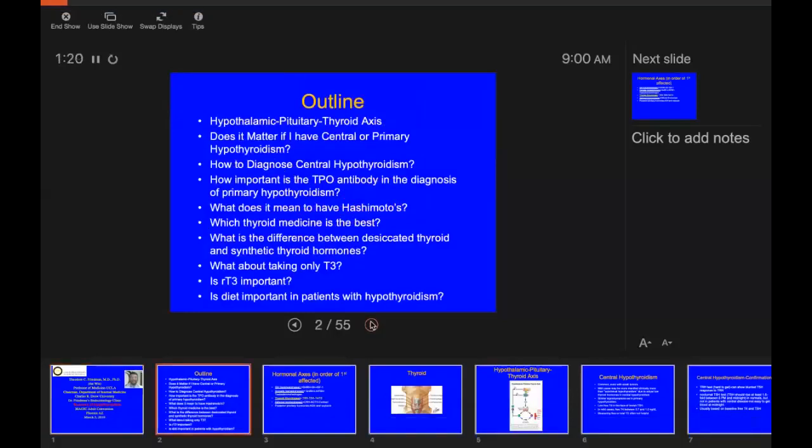The outline of my first talk today: we'll start off talking about the hypothalamic pituitary thyroid axis. Does it matter if I have central or primary hypothyroidism? How to diagnose central hypothyroidism, how important is the TPO antibody in the diagnosis of primary hypothyroidism, what does it mean to have Hashimoto's, which thyroid medicine is the best, what is the difference between desiccated thyroid and synthetic thyroid hormones, what about taking only T3, is reverse T3 important, and is diet important in patients with hypothyroidism? So we've got a pretty full agenda for the hour or so.